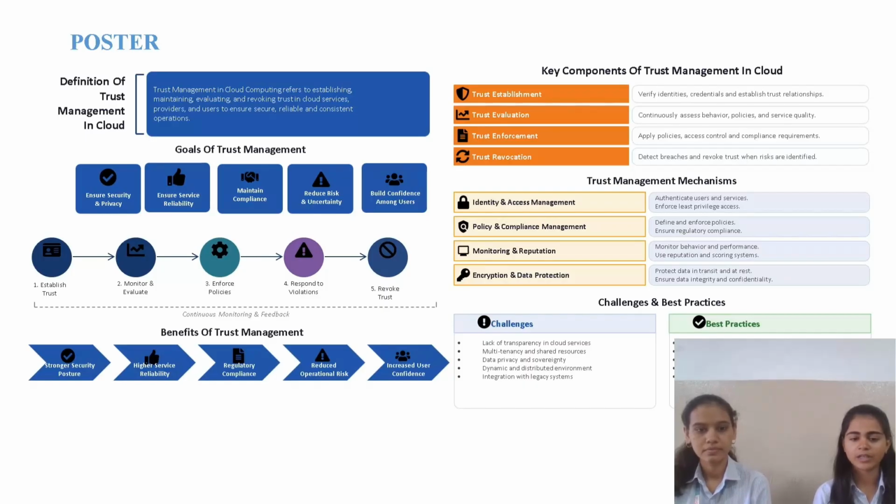In banking and finance, trust management governs API access between banks, payment processors, and fintech apps. When your payment app talks to your bank's cloud, trust tokens and certificates ensure that every transaction is from a legitimate source.